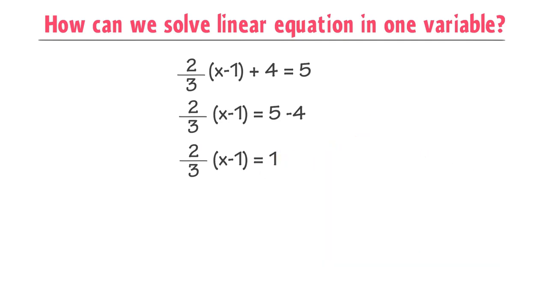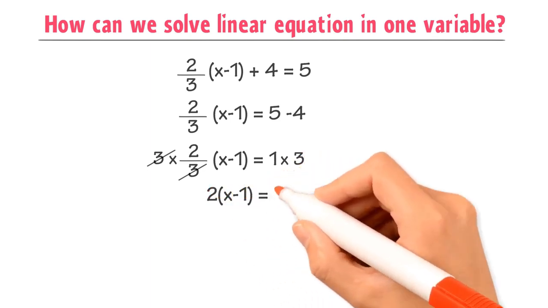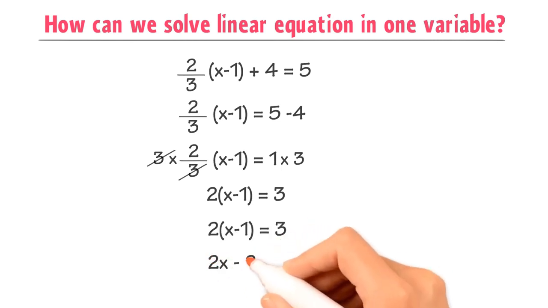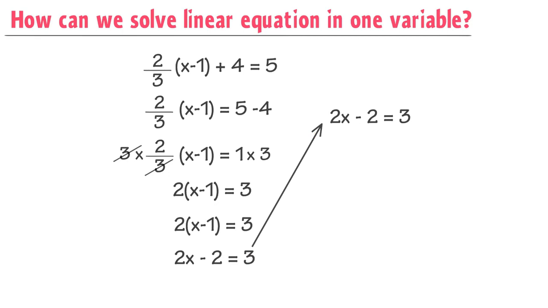Now it is time to eliminate 3 as a denominator. To do so, we multiply both sides by 3. 3 into 2 divided by 3 into (x - 1) is equal to 1 times 3. 3 and 3 are cancelled out. As a result, we get 2 into (x - 1) is equal to 3, or 2x minus 2 is equal to 3. Now again we will shift minus 2 from the left hand side to the right hand side.